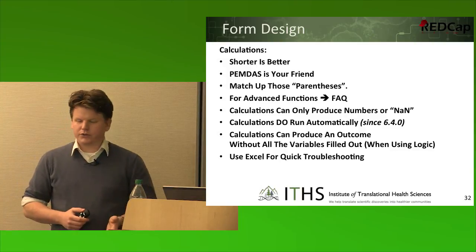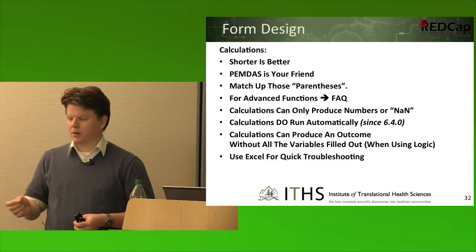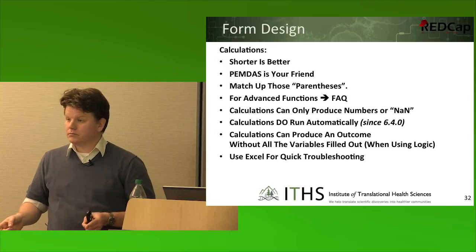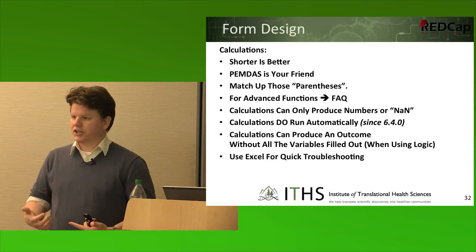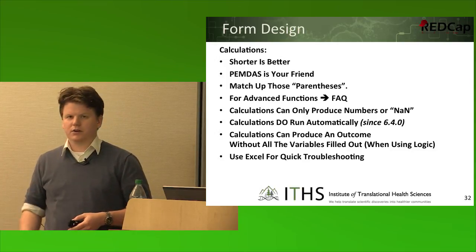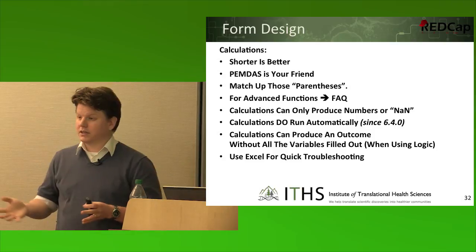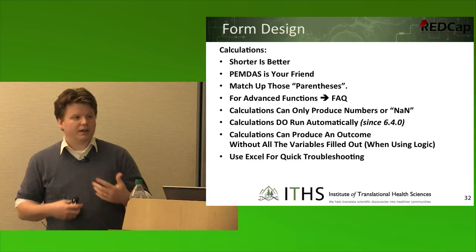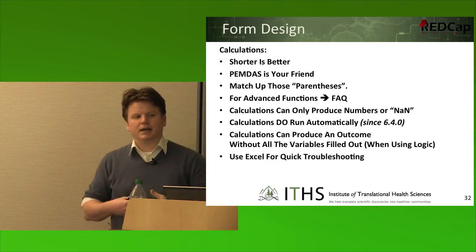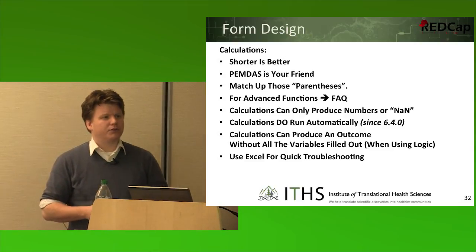Some calculations can produce an outcome without all the variables filled out. If you have a very simple calculation, just like sum up variable 1, 2, and 3, it will only calculate when all 3 variables are filled out. Kind of annoying. However, if you use logic, for instance, if variable 1 is not empty, use 1. If it is empty, use 0. It does calculate properly, actually before you start filling anything out, because that's how you can do that. So if you want to have an intermediate score when people are filling it out, basically a running tally, use the if-then statements. I mentioned that Excel should be used for quick troubleshooting.